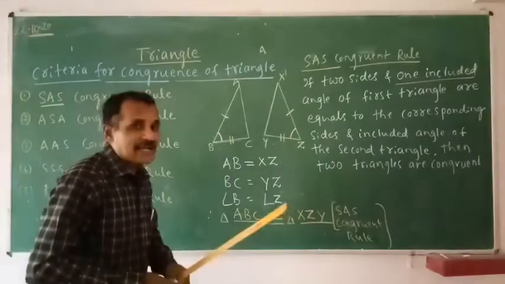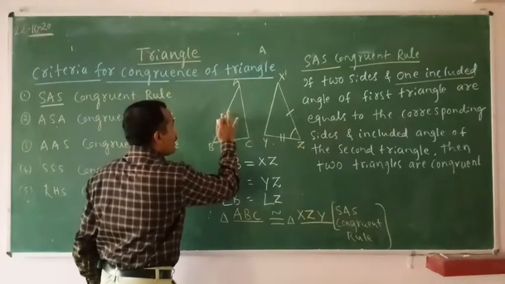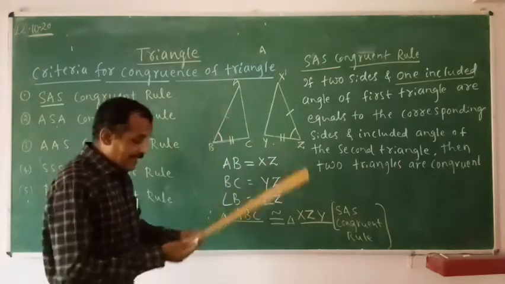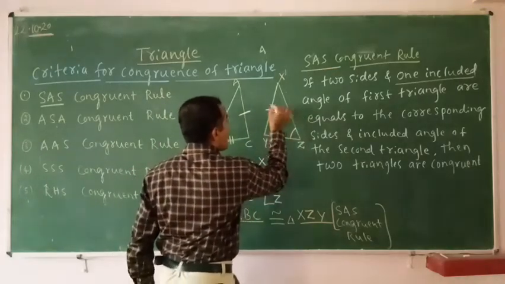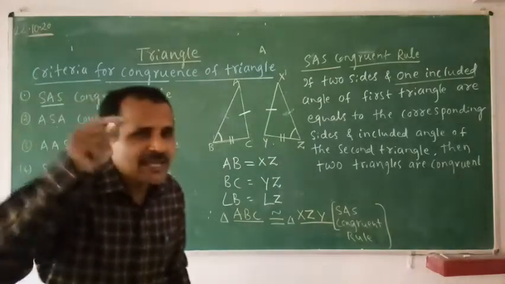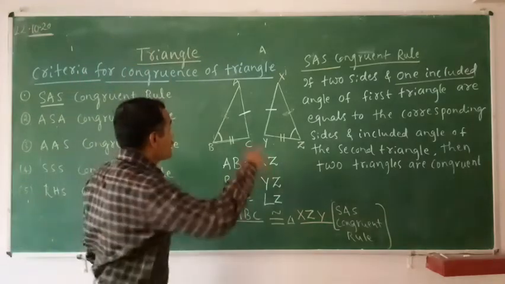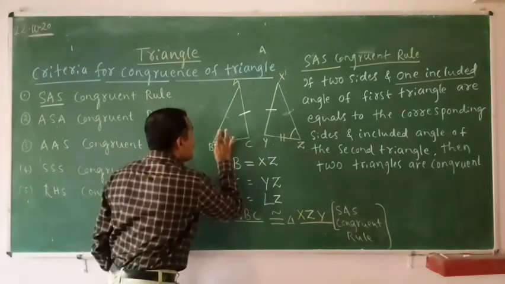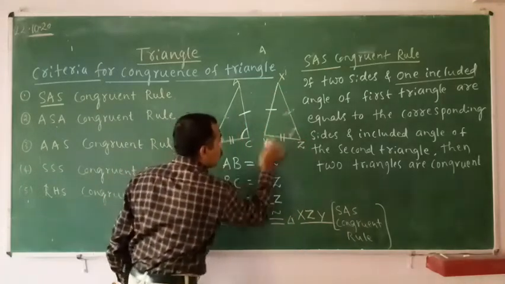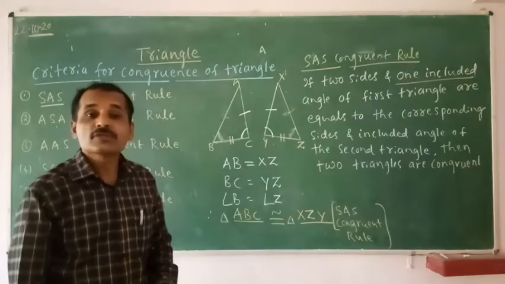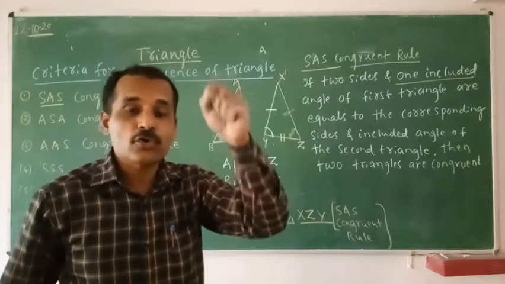Okay, my dear children, I will slightly change this. If instead of this side I have chosen this side, by chance, then what angle am I supposed to take? The angle between those two sides, this side and this side. Then naturally I have to choose angle C, which is the angle between those two sides. Then only I can say the triangles are congruent based on the SAS congruent rule.